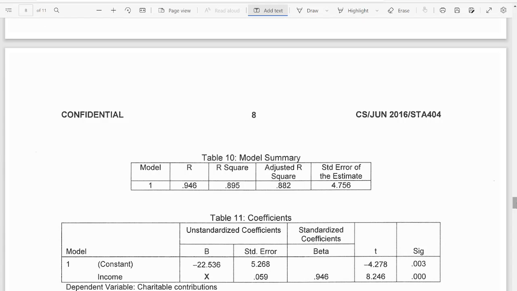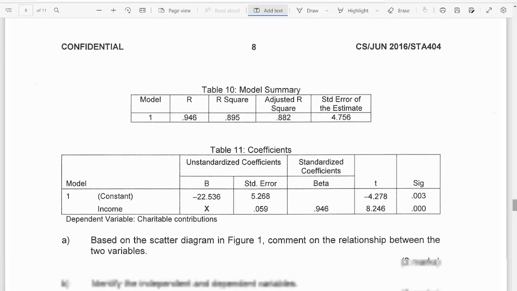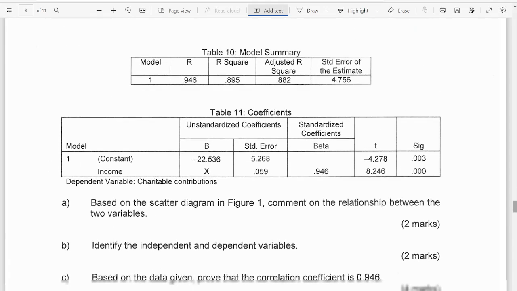Meanwhile, for the dependent variables, sometimes we use dependent variables, sometimes we use endogenous variables. Sometimes we also use the term response variable and also outcome variable. So all these terms are referring to dependent variables. Alright, so let's see what the question asks you in terms of this data analysis.